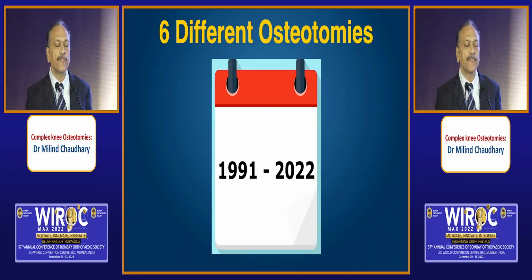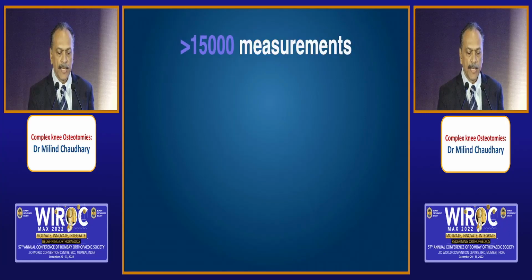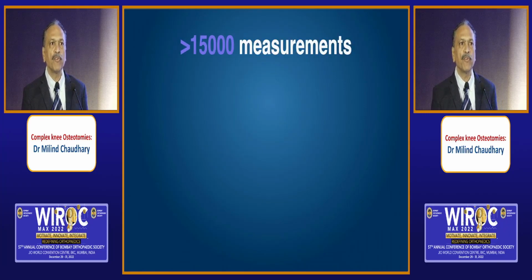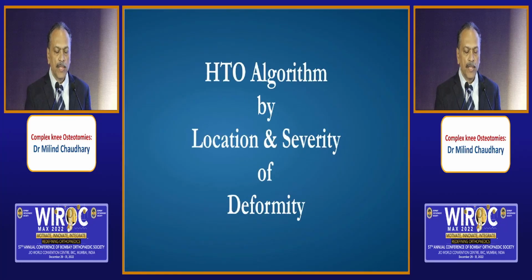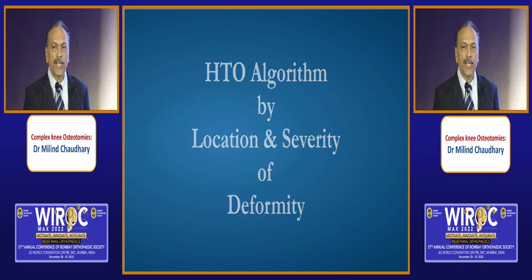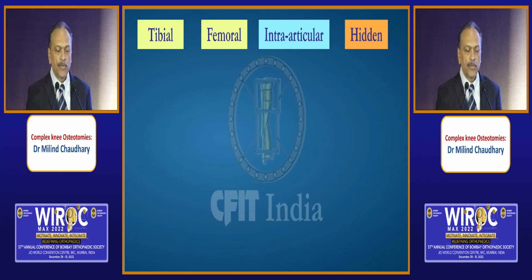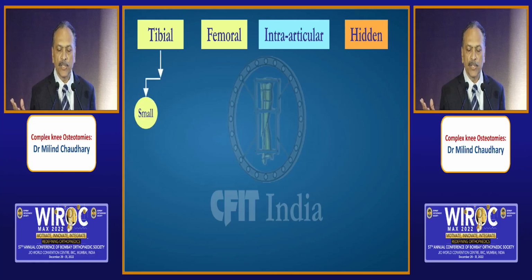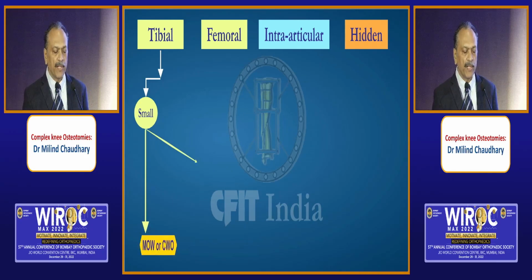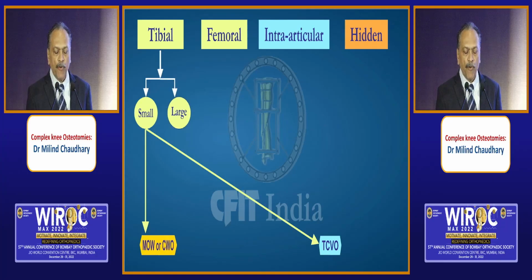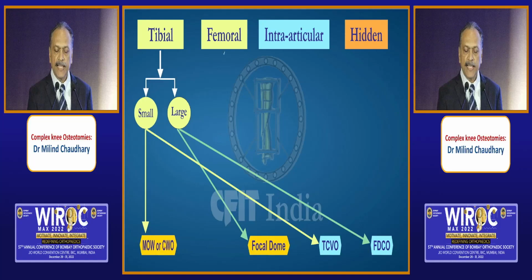We've been trying 6 different osteotomies for the last 31 years, and based on more than 15,000 measurements during the COVID period, we've come up with this algorithm I'll share with you. You choose the HTO based on the location and severity of the deformity. You break them up into tibial, femoral, intra-articular, or hidden. The tibial deformity may be small, which is when your medial opening wedge or a closing wedge is appropriate. If it's a small deformity, but there is an intra-articular component, you do the TCVO. If it's a large tibial deformity, you can do the focal dome if it doesn't have an intra-articular component.